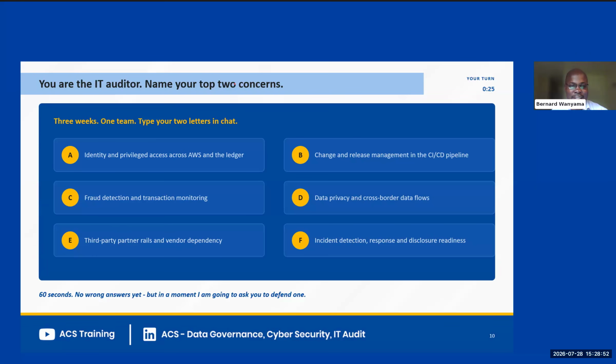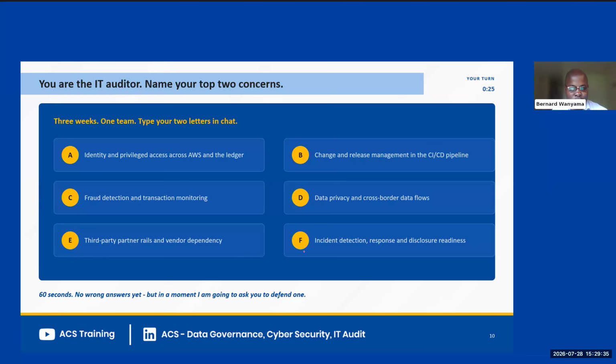Okay. Identity and privileged access across AWS and the ledger, change and release management in the pipeline, the DevOps pipeline, fraud detection and transaction monitoring, data privacy and cross-border data flows, third-party rails and vendor dependency, incident detection and response and disclosure readiness. All right. It's been 60 seconds. I'm just gonna show us the results.